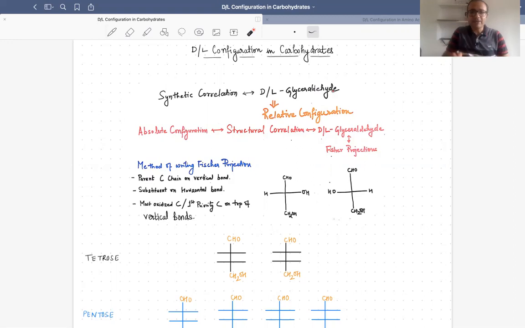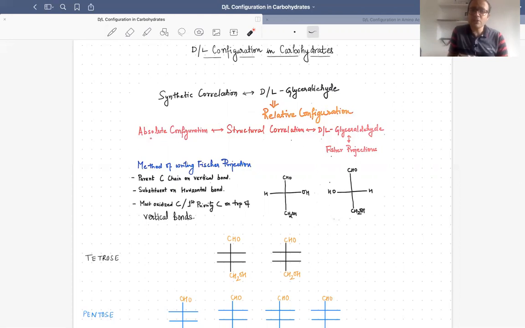Okay, so if you remember from the previous discussion that we did, the DL configuration is basically a synthetic correlation with the standard D or L glyceraldehyde. Since it is a comparison, it's a synthetic comparison between the compound and the DL glyceraldehyde. It is a relative configuration.